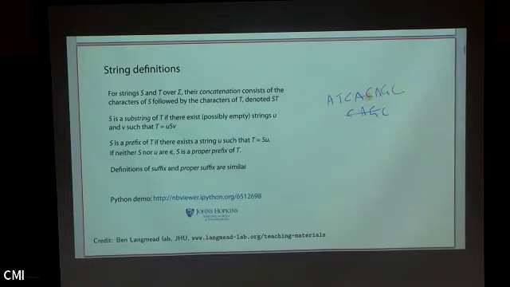S is a substring of T if, writing them as the concatenation, there are possibly empty strings U and V such that T is U concatenated with S concatenated with V. All that means is that S occurs somewhere inside T. Maybe S is equal to T, if U and V are both null. Maybe S is a prefix of T, which means that U is null, or S is a suffix of T, which means that V is null. So these are basic definitions.